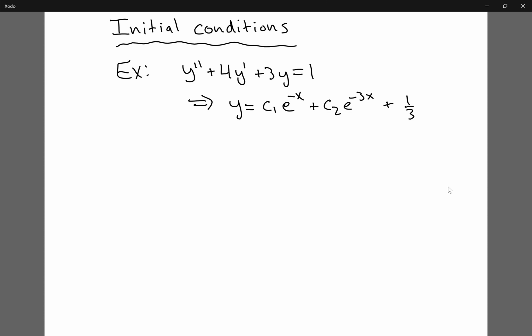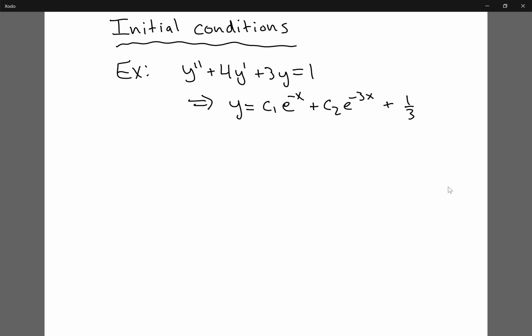And c1 and c2 can take on any values, and you could easily see that if you took the derivatives, it would satisfy that equation. So what we have here is a non-unique solution. There are many different solutions that satisfy this equation.